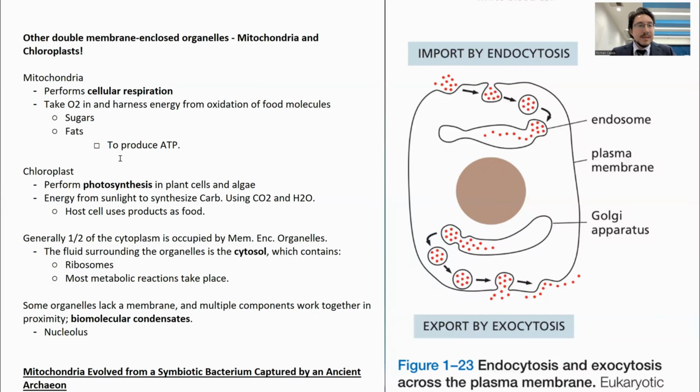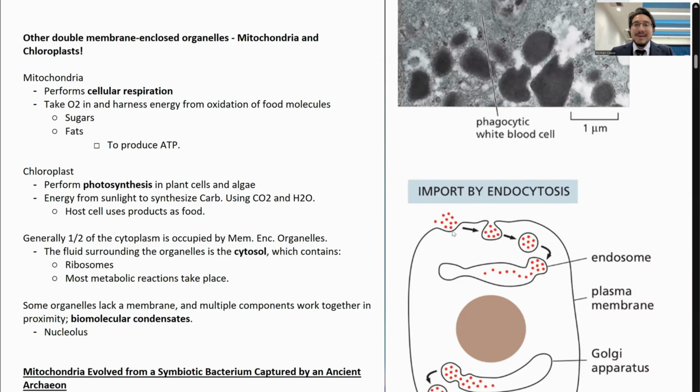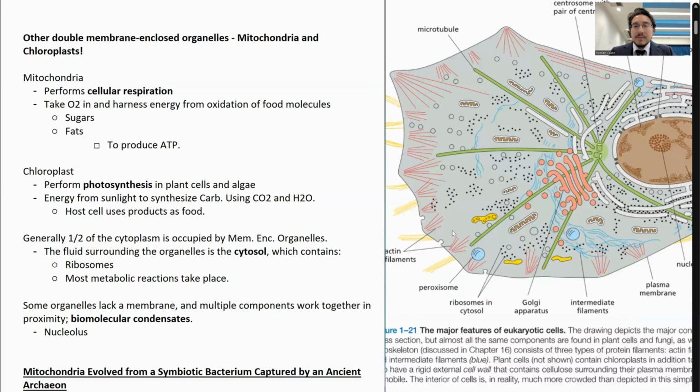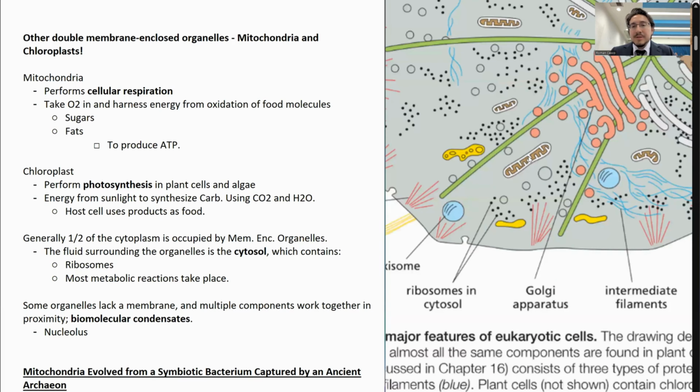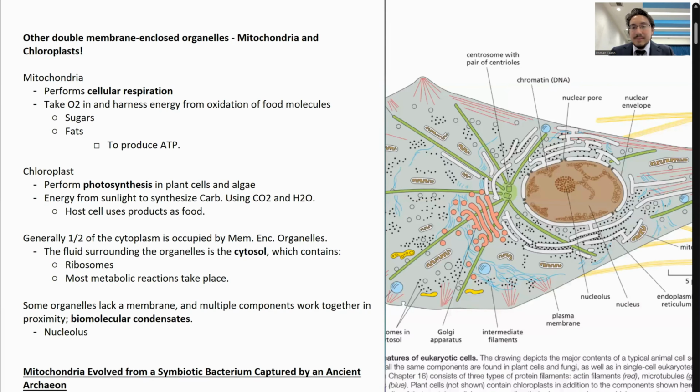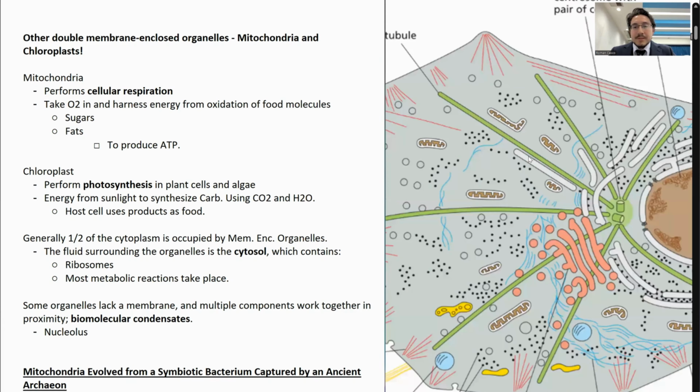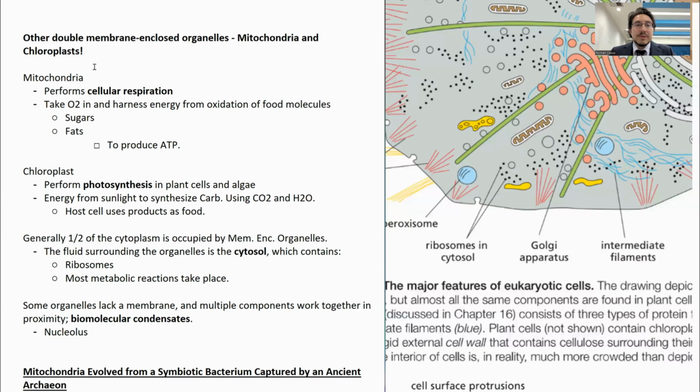Okay. Sorry about that. So other double membrane enclosed organelles, right? So these are organelles that contain two layers of cell membrane, which is the mitochondria and chloroplast. Okay. So I'm going to go back to my diagram here. All right. And if you see here, you have the mitochondria, and this particular cell seems like it doesn't have chloroplast. All right. So what you need for these two particular organelles, right?